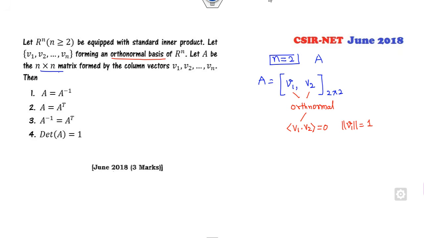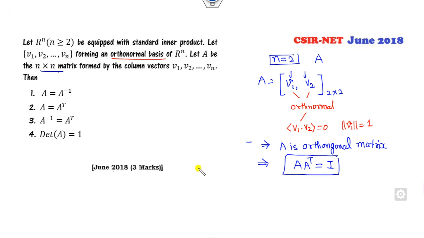So which of the following is there? Very simple. We all know a matrix whose columns are orthonormal is said to be an orthogonal matrix. Once it is an orthogonal matrix, it means A into A transpose is the identity. Fine. So A is equal to A inverse, cancel. A is equal to A transpose, cancel. A into A transpose is I is the right answer.